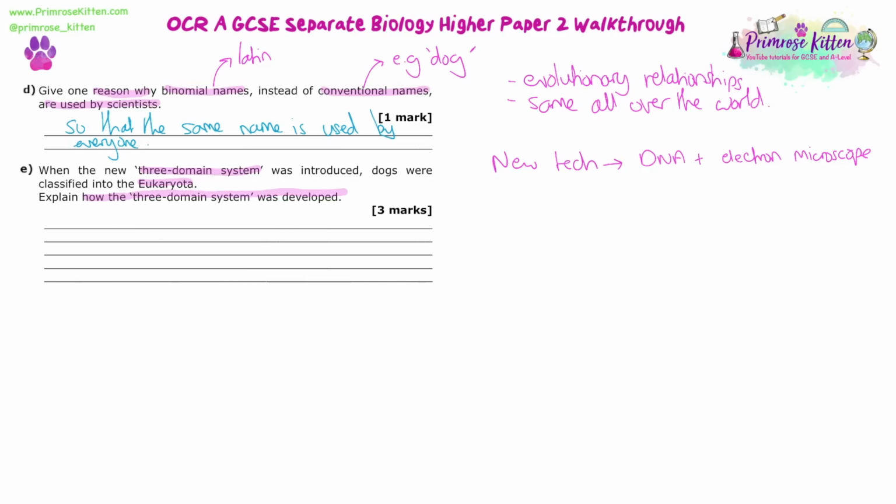Well, it allowed us to split the prokaryotes into bacteria and archaea, because we found out that they were actually significantly different from each other. It can't just all be lumped in together as prokaryotes. They had to be in their own separate domains. And obviously the bacteria contains the normal, true bacteria, and then we have the archaea, which are the extremophiles. So I'm going to use all this information to get my 3 marks for this question.